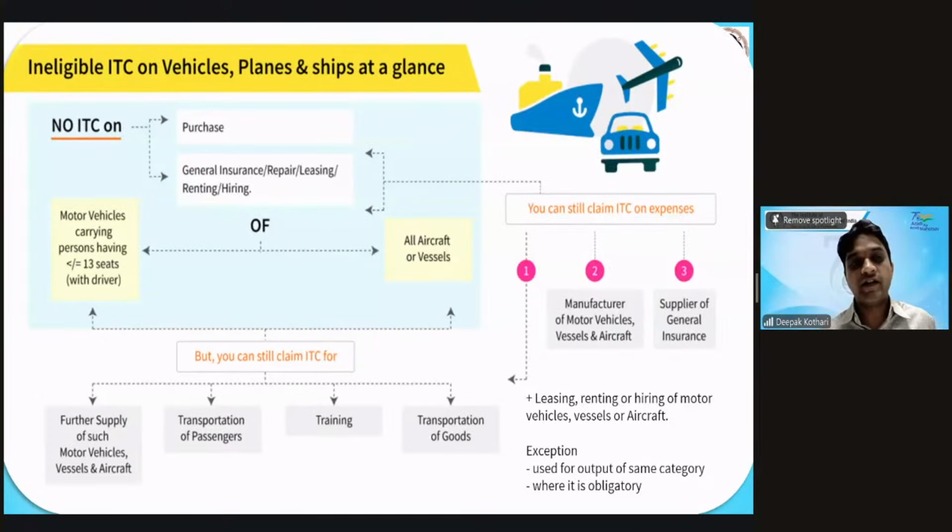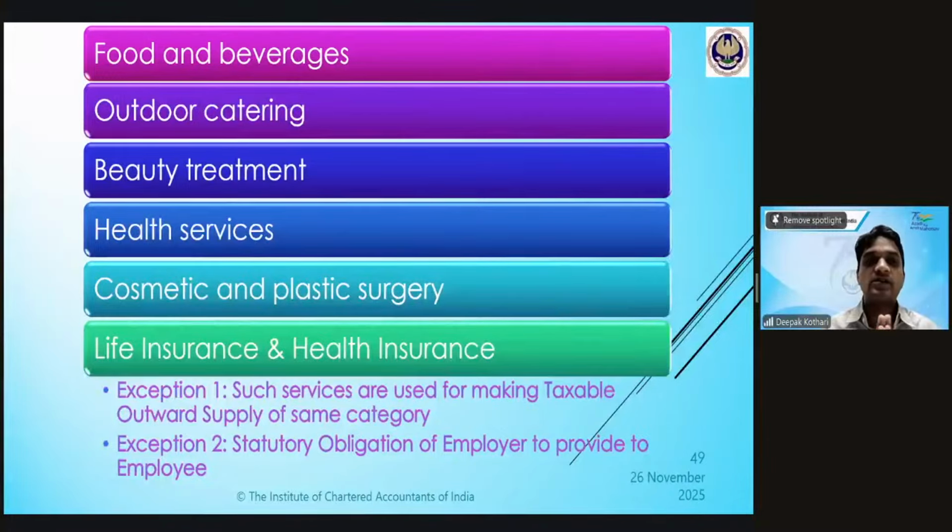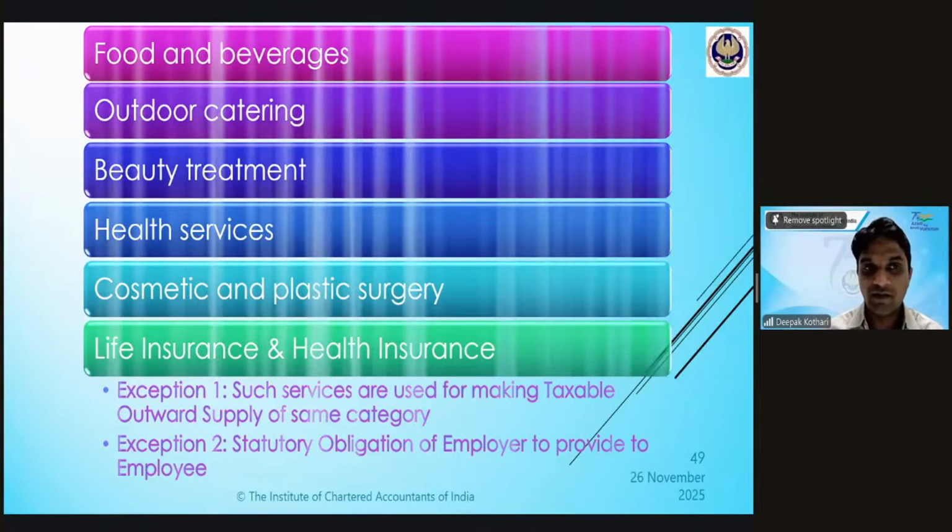What are these block credits? Purchase of vehicle, planes, and ships. Whatever you purchase, you cannot claim it. Then these items, food and beverages, outdoor catering, beauty treatment, healthcare services, cosmetic and plastic surgery, life insurance and insurance, you cannot claim it. Unless if it is statutorily obligated, then you can claim the life insurance. Otherwise, that also is not available.